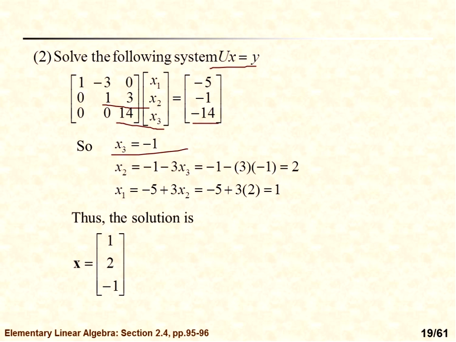Similarly, go back to the upper side and solve again. x2 is equal to -1 - 3x3 by back substitution. Similarly, go back over here and then find the value of x1: -5 plus 3 times 2 is equal to 1. So thus the solution is 1, 2, and -1.